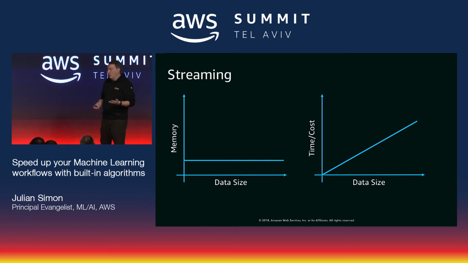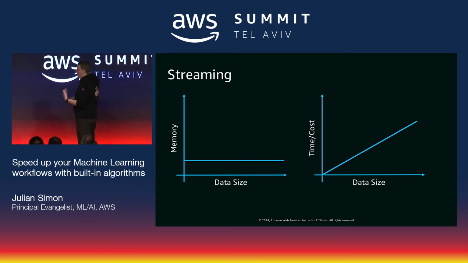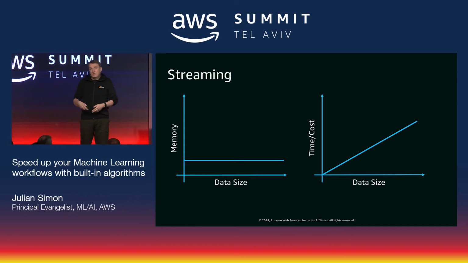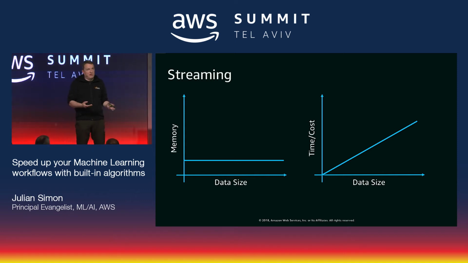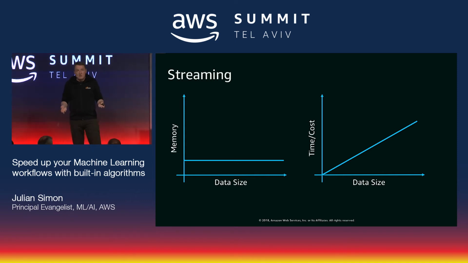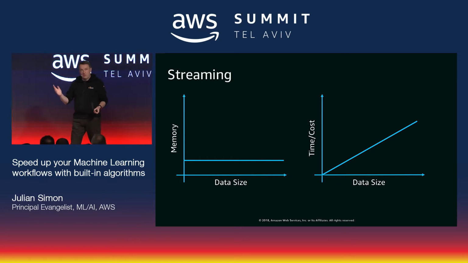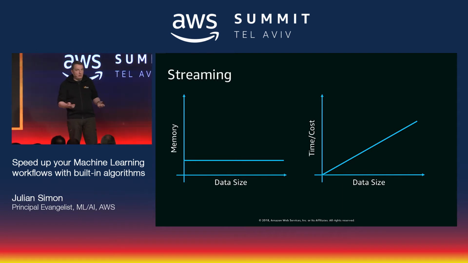When it comes to time and cost, well, it's going to be fully linear, right? The cost to train on 10 terabytes and the time to train on 10 terabytes will just be 10 times the cost and the time to train on 1 terabyte. So even if you go to petabyte scale data sets, it will just scale linearly. You will not experience any kind of degradation.